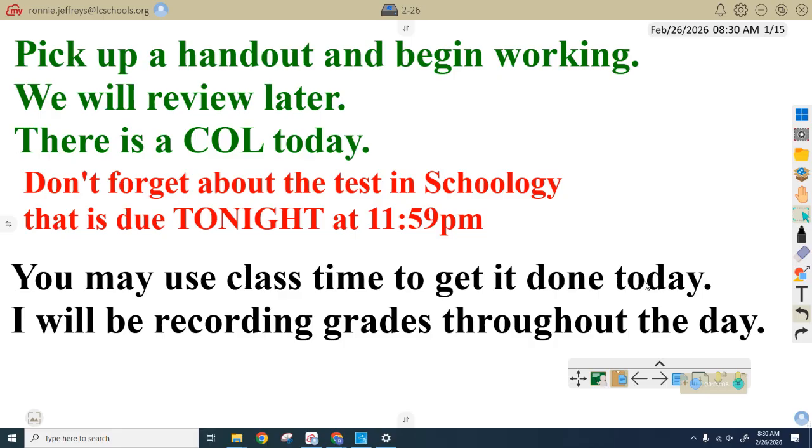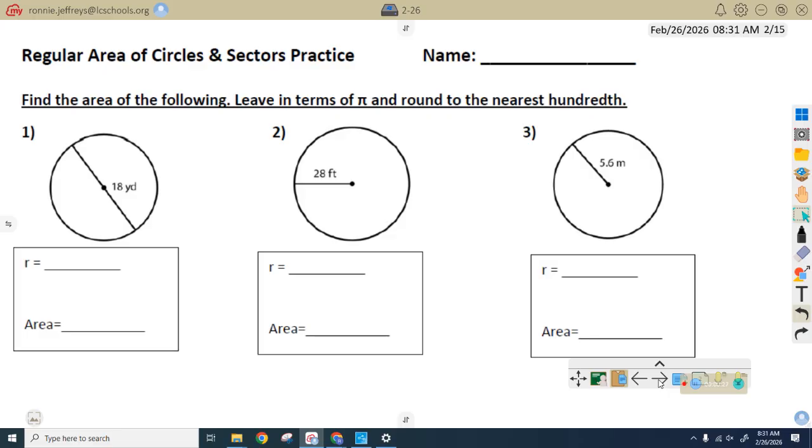For those in my regular class, don't forget about the test in Schoology that's due tonight. This is Thursday, February the 26th at 11:59 p.m. You could also use class time to do it instead of playing Tetris or the motorbike game or other stuff that you have going on. All right, so I'm calling out the ones that are going to probably have their parents email me saying they didn't have time to do it.